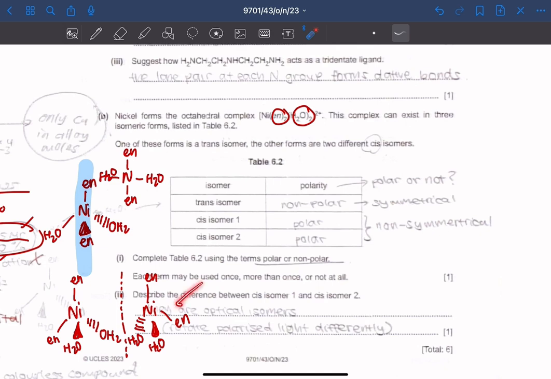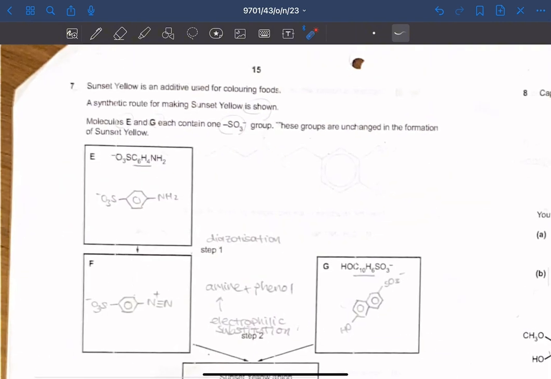Okay, next, describe the difference between cis isomer 1 and cis isomer 2. Like just now, I drew the reflected version. So they are actually both optical isomers. They rotate plane-polarized light differently. So one rotates clockwise, the other rotates anti-clockwise. Okay, next question, number 7.